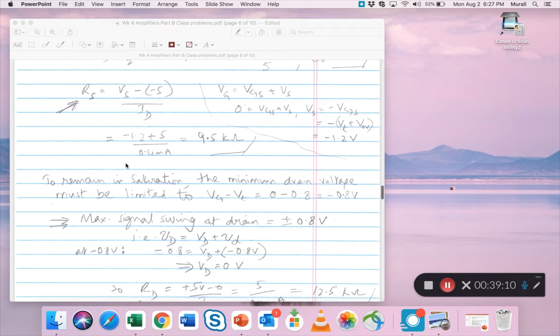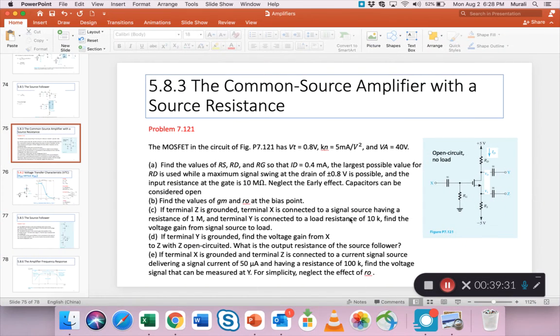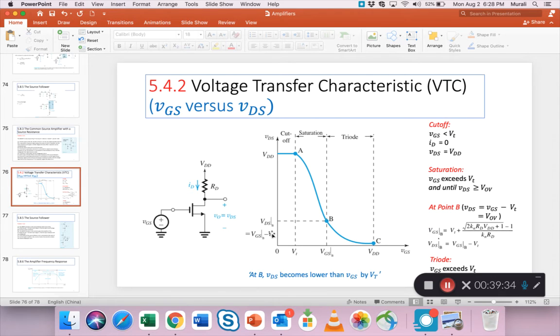So the transistor must remain in saturation, not go into cutoff. The minimum drain voltage must be limited to Vg minus Vt, which is 0 minus 0.8, or minus 0.8 volts. Now this Vg minus Vt is shown here, right? The limit of saturation before it enters triode, call that point B. That point B is Vgs minus Vt.